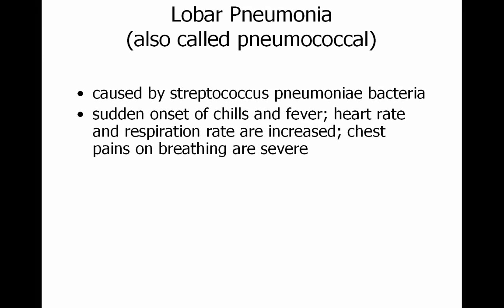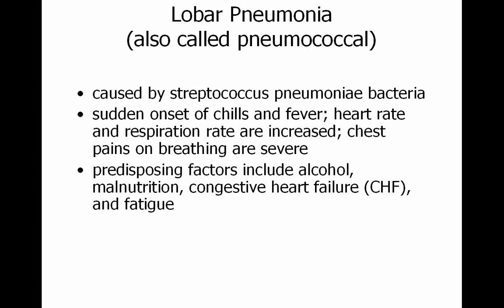The person, just like with other types of pneumonia, will have fever. They'll have chest pains when they're trying to breathe, but this is a particularly severe type of pneumonia. The respiration rate and the heart rate will be increased. The predisposing factors, or factors that make a person more likely to develop lobar pneumonia, would be chronic alcoholism, malnutrition, congestive heart failure, fatigue. Lobar pneumonia is not described like this in your textbook, so you need to make sure that you're taking notes as you're listening to this lecture.